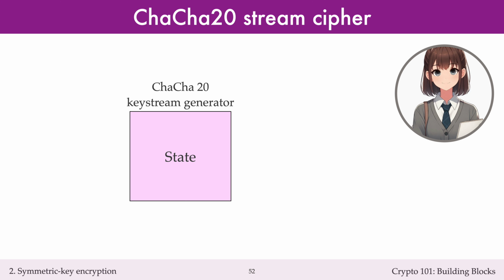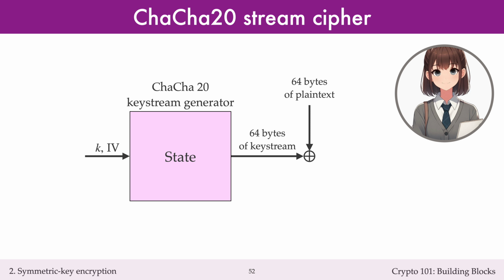The ChaCha20 keystream generator maintains a state. The state is initialized with the secret key K and an initialization vector, IV. During each iteration, the keystream generator produces a block of 64 keystream bytes, which are added to a 64-byte block of the plaintext to produce 64 bytes of ciphertext. Then, the state is updated. The process is repeated until enough keystream bytes have been generated to encrypt the full plaintext.